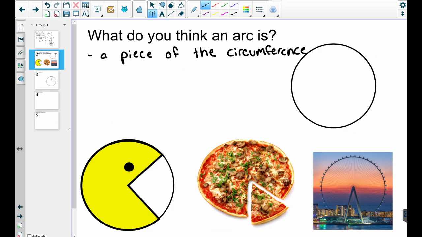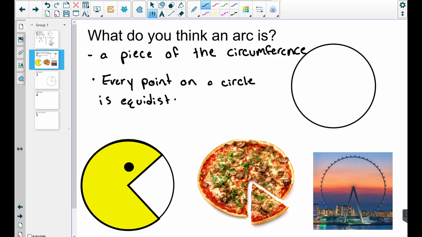Every point on a circle, and we covered this a little bit in the last one, is equidistant, or equal distance, from the center. So every one of these points along the outside of a circle is of equal distance from that center point.